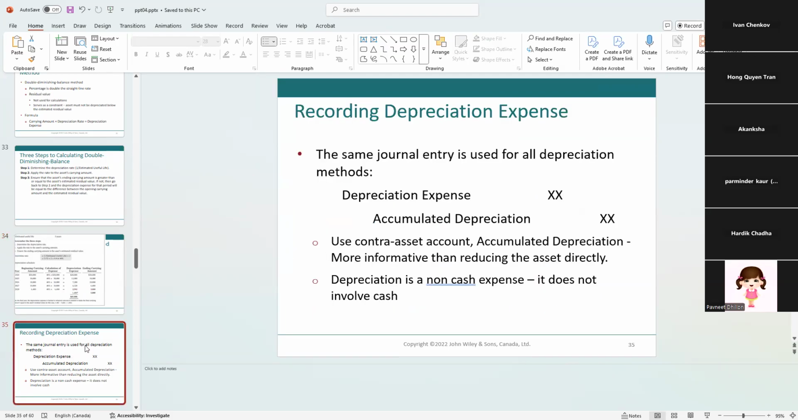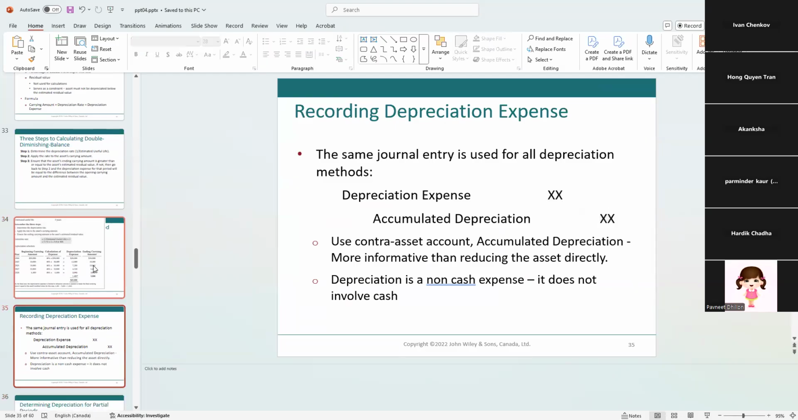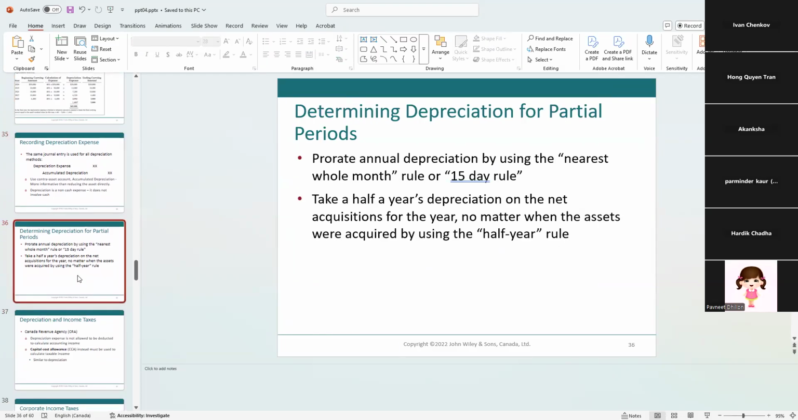How are we going to record depreciation? Simply depreciation expense, accumulated depreciation. The only thing that's going to change year from year is the amount here. Then we talk about what if we have a partial period.